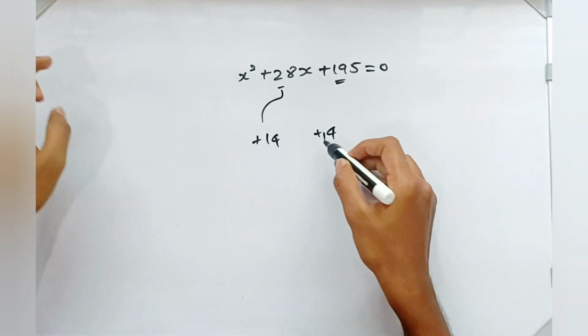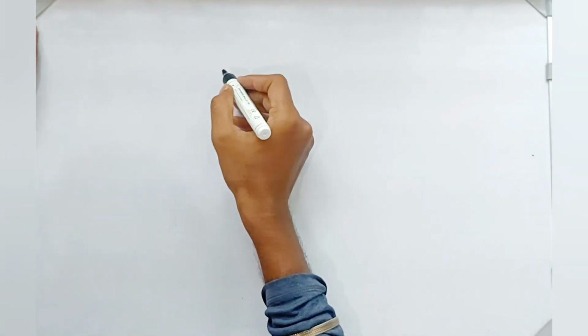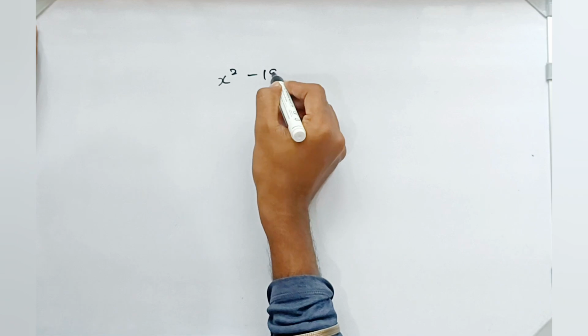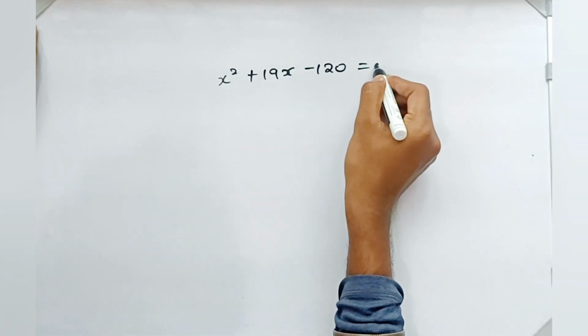What if we have an odd number? The process is the same. Okay, and I'm going to tell that equation. Let us consider this equation: we have x square minus 19x, sorry, it's plus 19x minus 120, that is equal to 0.